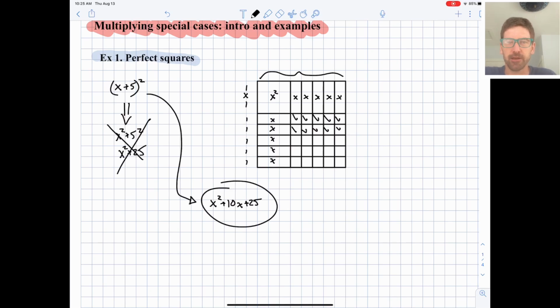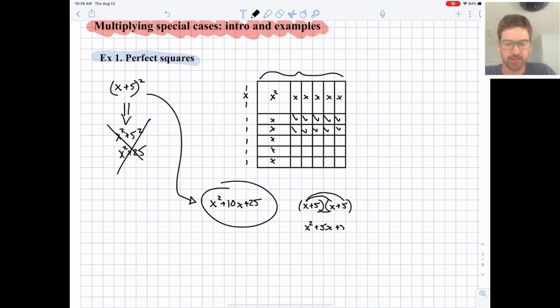Now you might be thinking, how can you do this without needing to draw out all those squares and rectangles each time? Well, just like in a prior video, we are going to be using the FOIL method. Remember, whenever we square something, it just means multiplying by itself. Okay, so we are going to get x squared. The outers are 5x. The inners are also 5x. And the lasts are 25. So that's how we get x squared plus 10x plus 25.